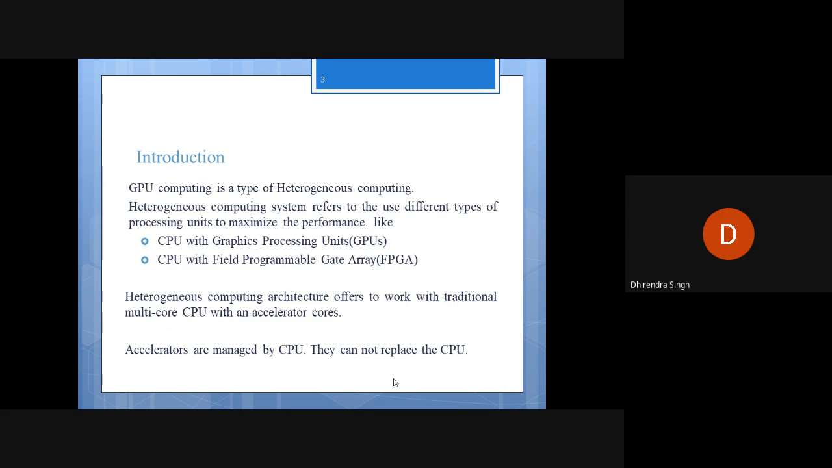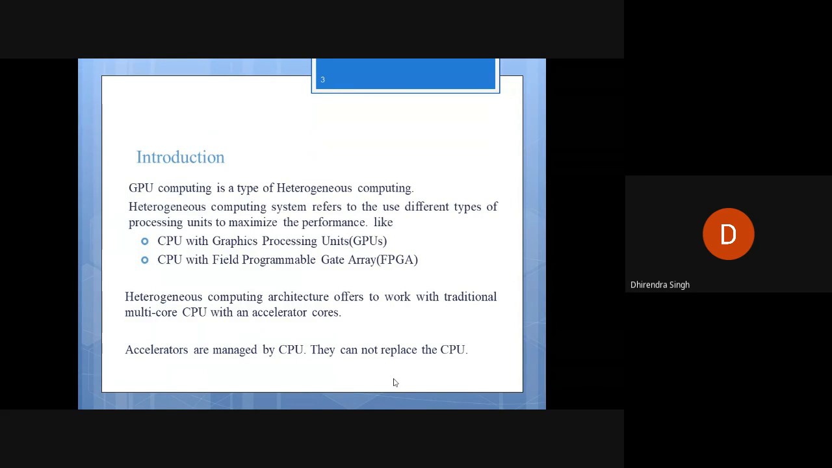GPU computing is actually a type of heterogeneous computing. So, what is heterogeneous computing? Heterogeneous computing means we use different types of processing units to speed up our solution or improve performance. In the case of GPU computing, we are using a CPU with the GPU. Sometimes we use a field programmable gate array, FPGA, with the CPU. These are also a kind of heterogeneous computing.